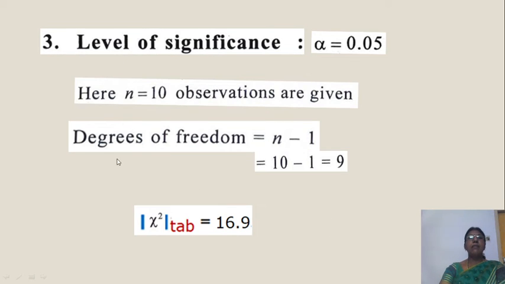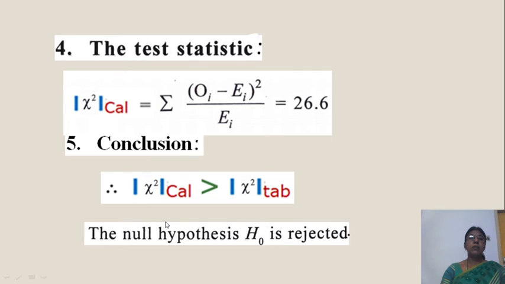Next, third point, level of significance. It is not given in the data, so take alpha as 0.05, that is 5%. Here n is equal to 10 observations. Now, degree of freedom is n minus 1, which is 9. From the chi-square tables, for this alpha value and degree of freedom 9, the chi-square tabulated value is 16.9. Okay, ma?